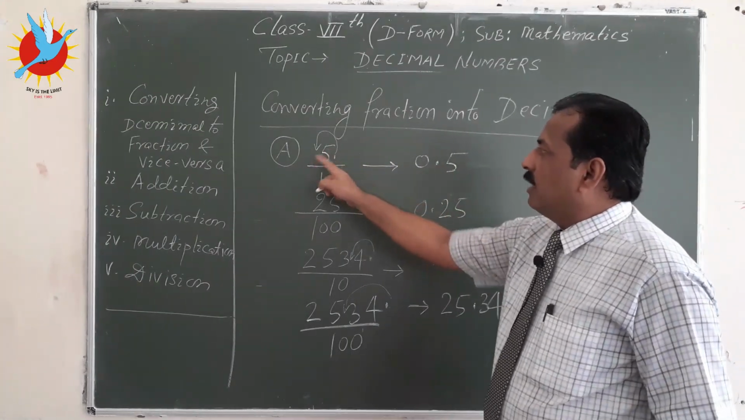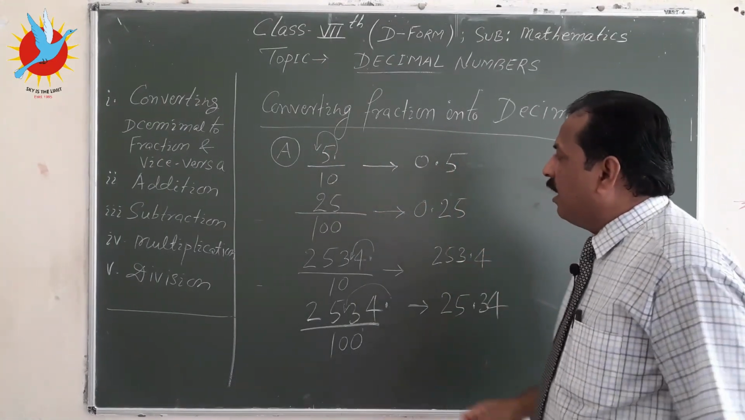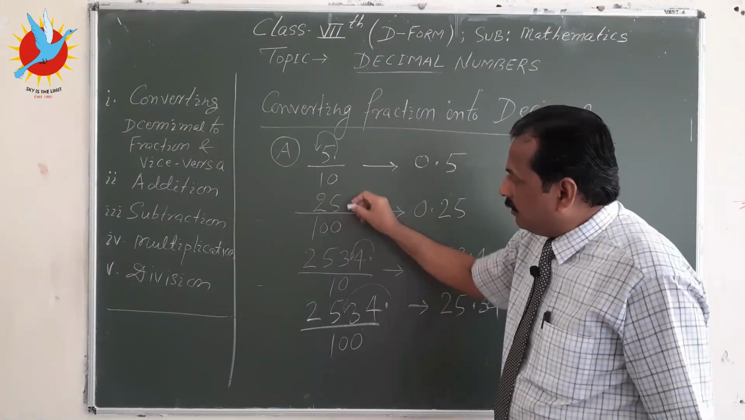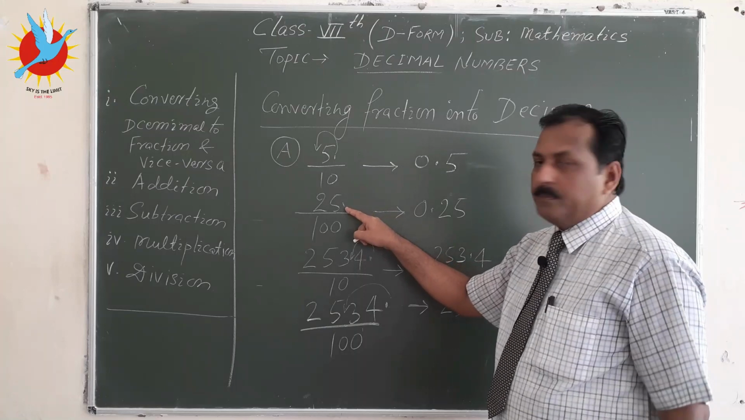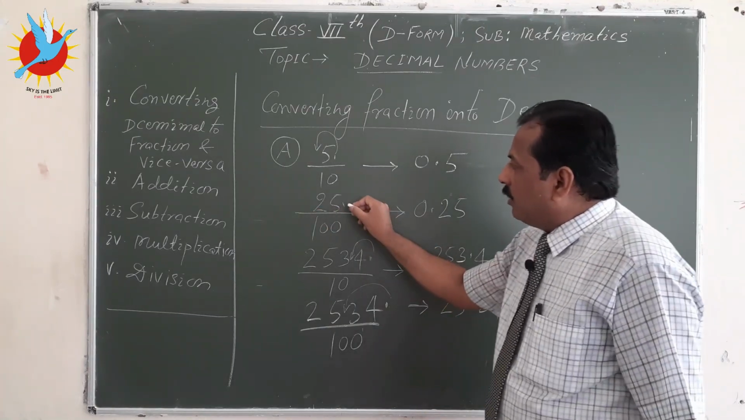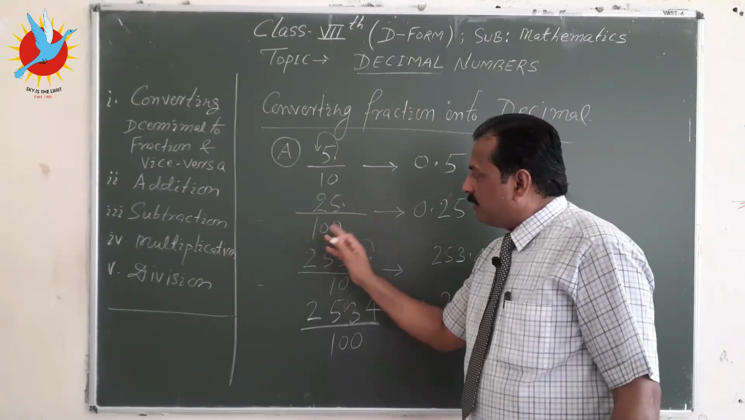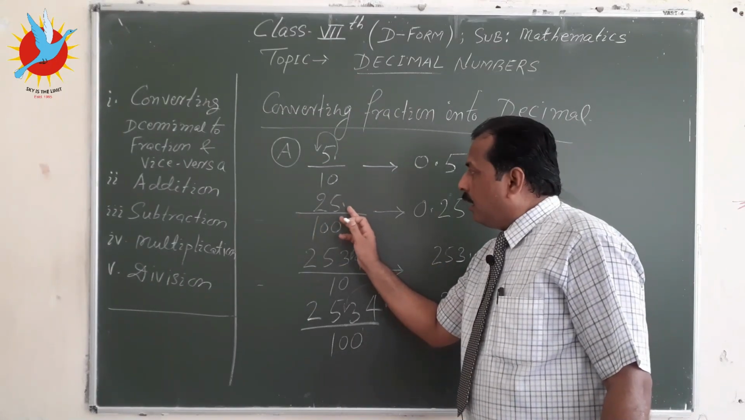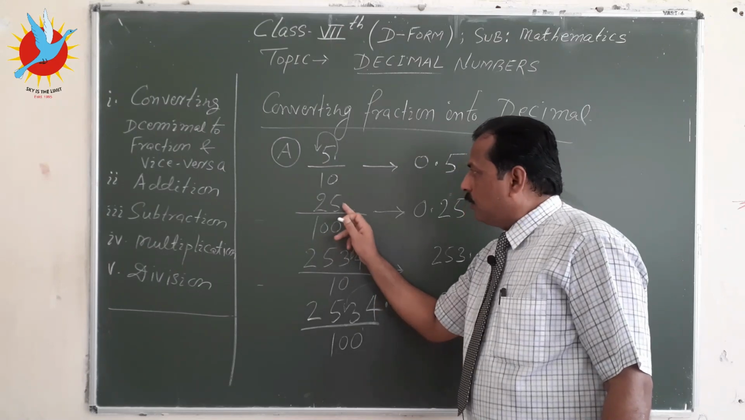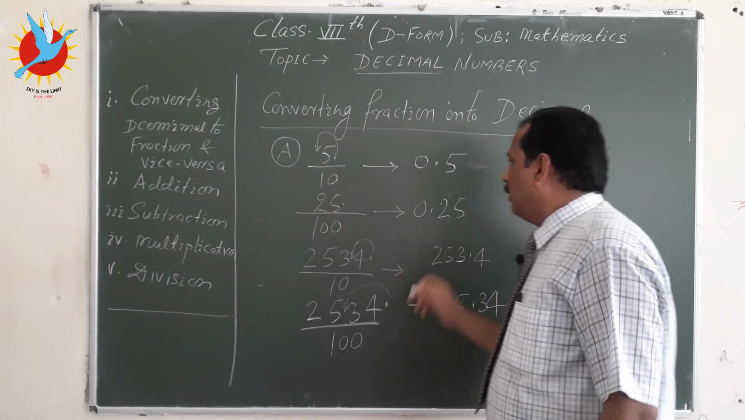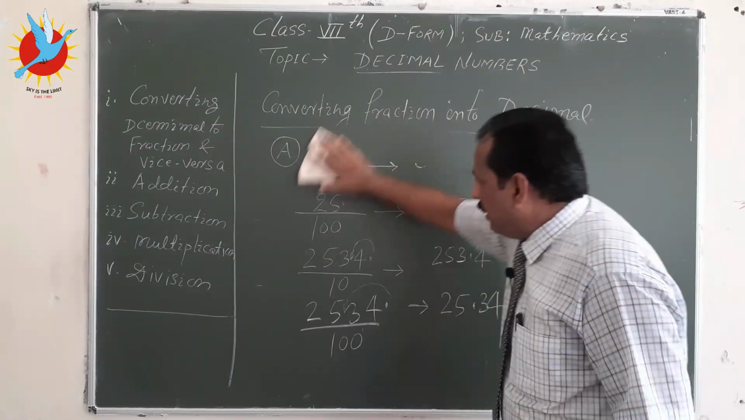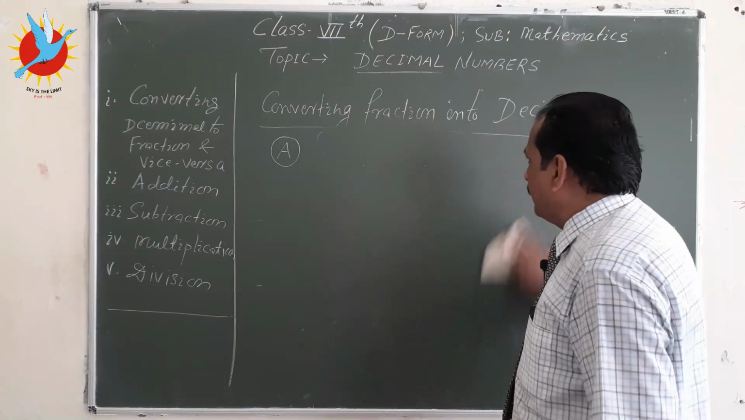This decimal has 1 digit, 0.5. How many zeros are there? 2 zeros, and the decimal of this 25 can be considered here because this is a whole number. So how many digits should be shifted? The decimal should be shifted by 2 positions because 2 zeros are there, so this will go here, and this is 0.25. Let me take more examples.